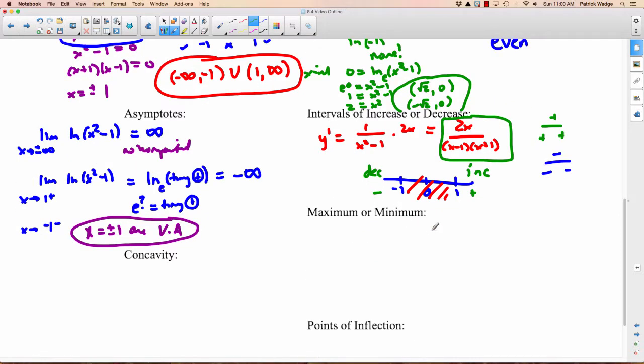Maximum or minimum? Well, even though it has negative here and positive here, you might be tempted to say there's a minimum. You have this gap here of nothing, so no, there's no maximum or minimum. Look at this, the biggest space, and all I have to write is none.